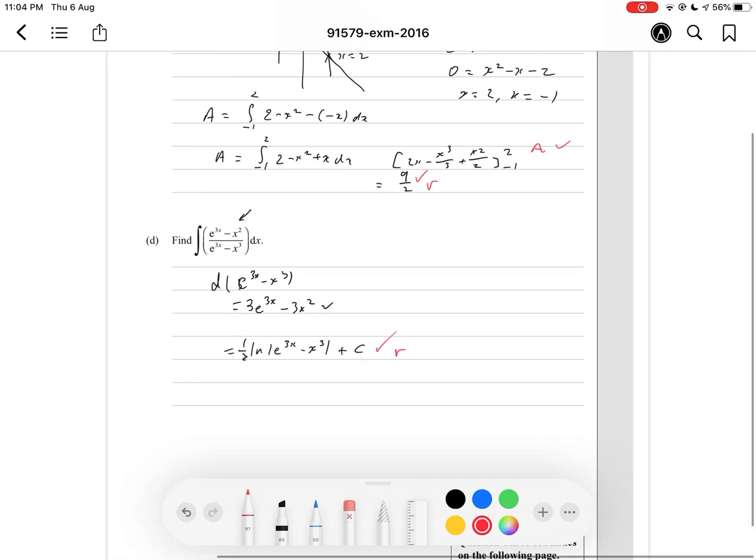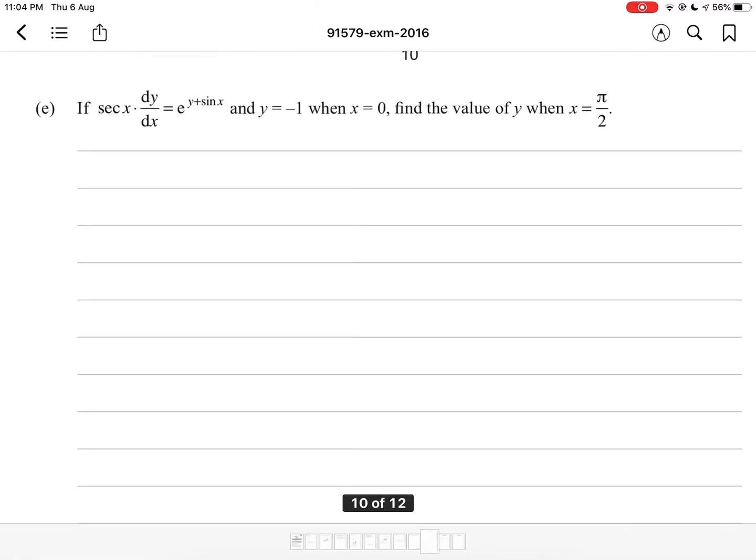Alright, so question E: if secant x times dy over dx equals y, e to the power of y plus sine x, and y equals negative 1 when x equals 0, find the value of y when x equals pi over 2. So in this case, we have our x and our y, so we need to group the dy and y together and x and the dx together, and then integrate on both sides to find our y.